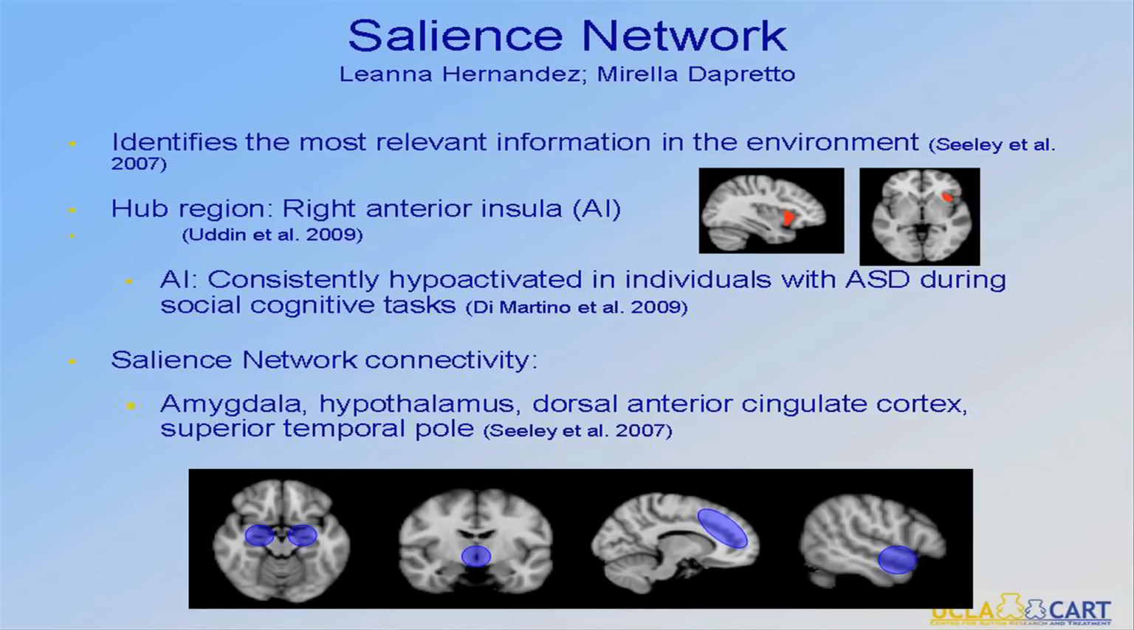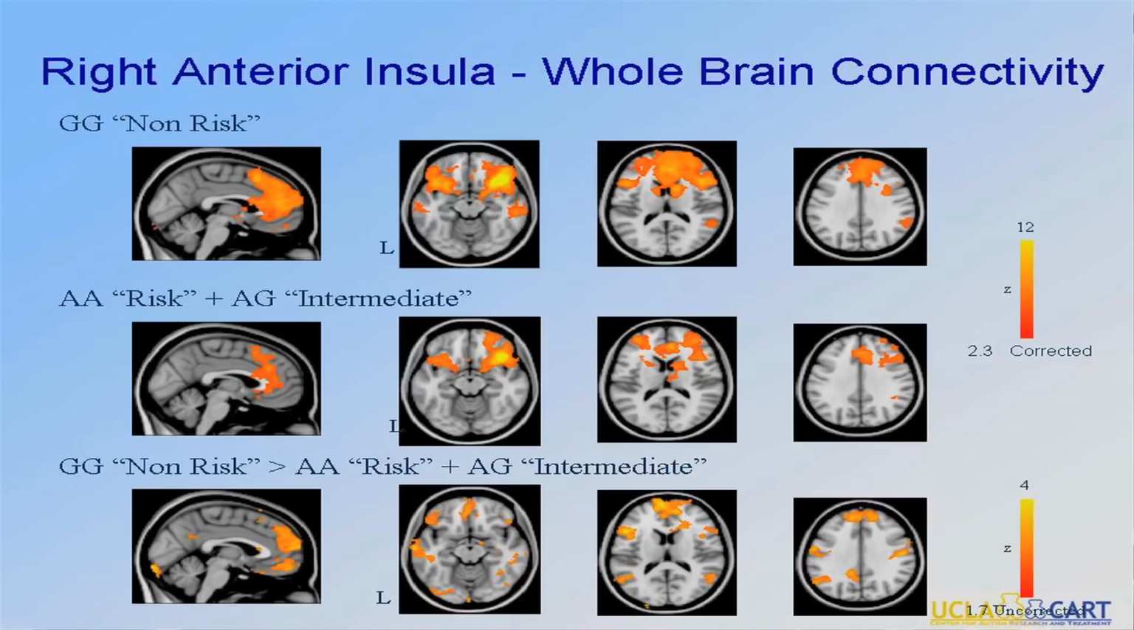And here's what she found. She found that when she took a seed in that hub region in the insula and looked at the connectivity between that region and all the other regions in the brain in that network, the individuals who did not have the risk, so non-risk carriers, the GG variant of this gene, had good, strong connectivity in many regions throughout the brain.